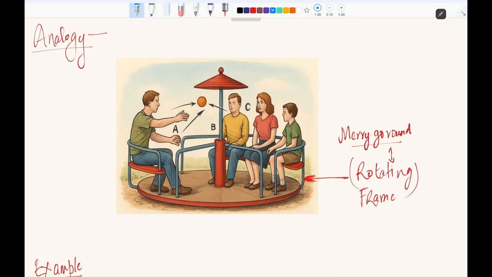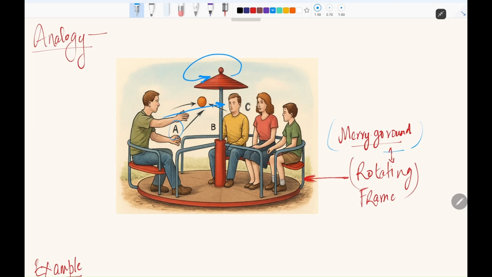Let us now understand this through an analogy. For that, we have considered a rotating frame which is a merry-go-round. Now let us assume that the merry-go-round is rotating in the anti-clockwise direction. The person sitting on the frame is trying to throw a ball to person B.